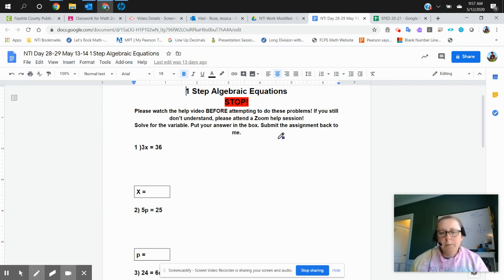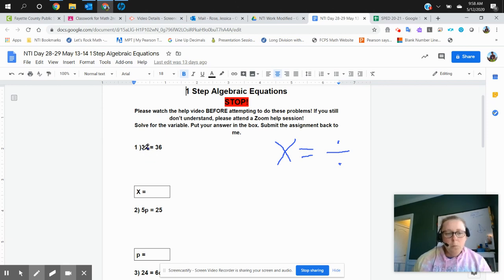So I'm going to draw my little visual over here for you guys. Remember that the opposite of multiply, so there's my multiply sign, is divide. Okay, and the opposite is also true. The opposite of divide is multiply. But now that we're in 6th grade, multiply is shown in a different way. So that's the first step you need to know and remember about these one-step algebraic equations.